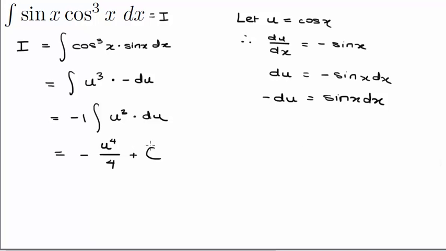But of course, with any u substitution, we have to replace u back with what we originally intended it to be, right? And we originally made u as cosine of x, so we're going to substitute that back in, and that's going to be cosine x to the power 4 on 4 plus a constant of integration c. And yeah, that's the end of the question.